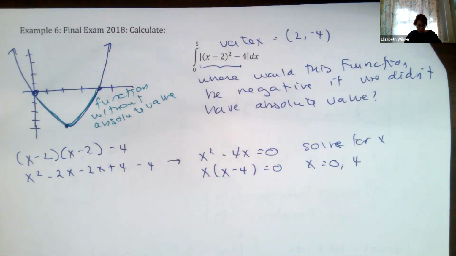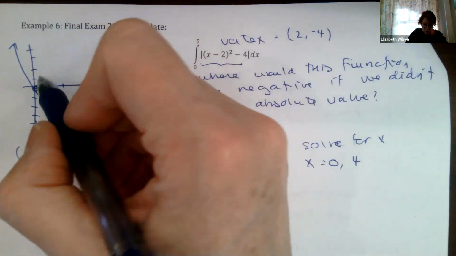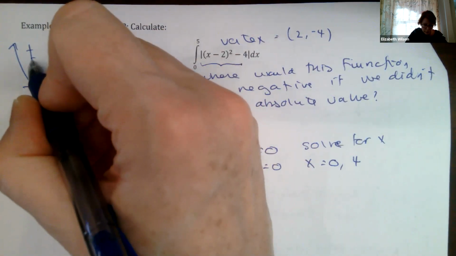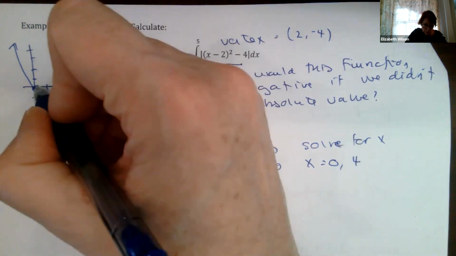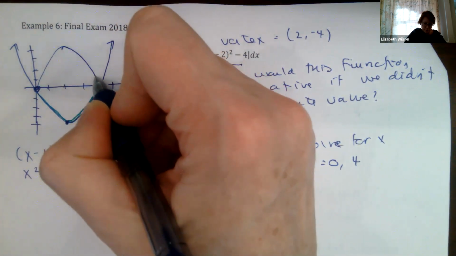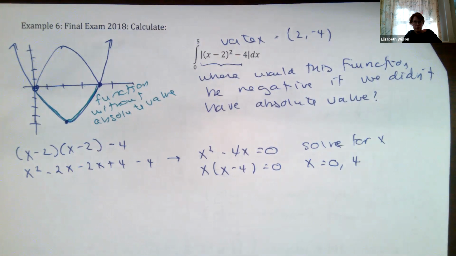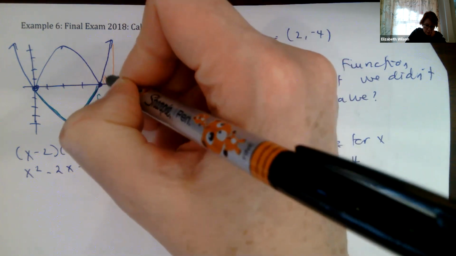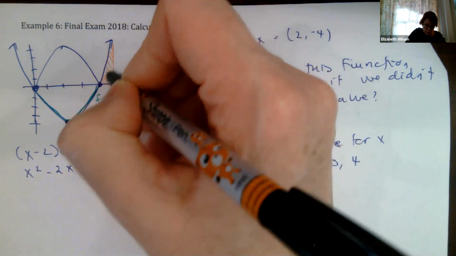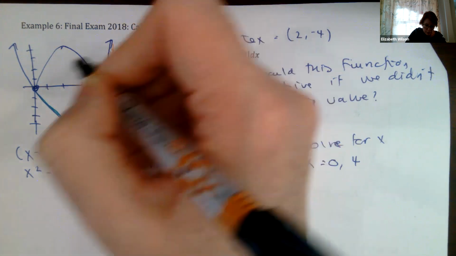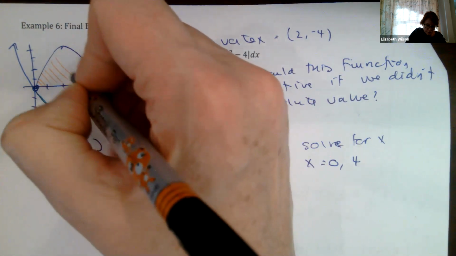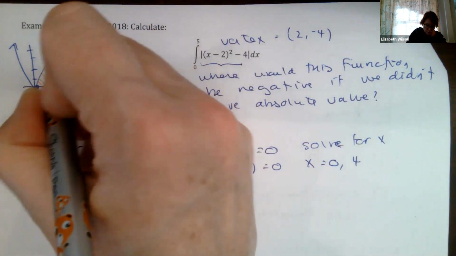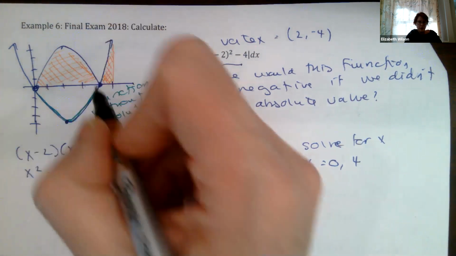So with the absolute value, what happens is this part becomes positive. 1, 2, 3, 4, 2. So it goes like this. Okay, so the part that we're actually looking for, the area under this curve, is going from 0 to 5. So I want this stuff. And I want this stuff. This is the area that we're looking for.